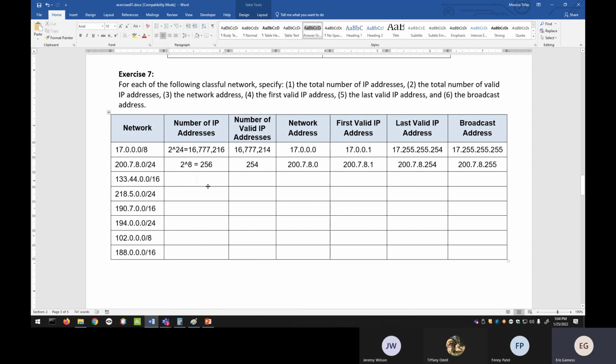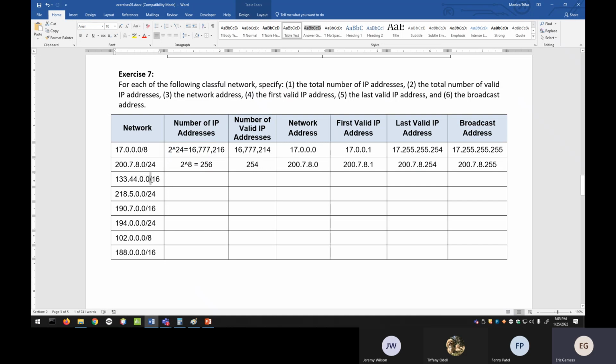Let's do this one. So this is a class B network. How do I know that it's a class B network? Because the first byte, 133, is between 128 and 191. For example, this was a class A because the first byte is between 0 and 127. This was a class C because the first byte is between 192 and 223. So this is a class B.